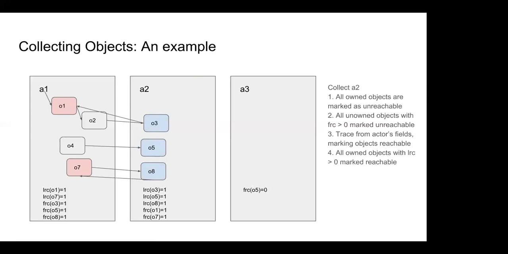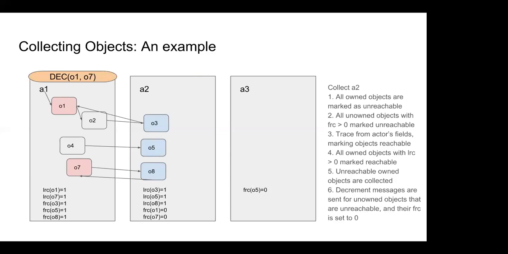Fourth step, all owned objects with a local reference count greater than 0 are marked as reachable. So it looks at the local reference count and says, oh, the local reference counts for 03, 05, and 08 are all greater than 0. So they must be referenced from somewhere. They're not reachable from A2, but somewhere else there must be something that can reach them. And then unreachable owned objects are collected. At this point, as far as A2 is concerned, 03, 05, and 08 are reachable from somewhere, so it doesn't have anything to collect.